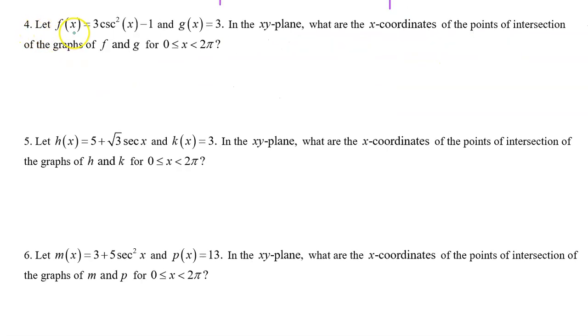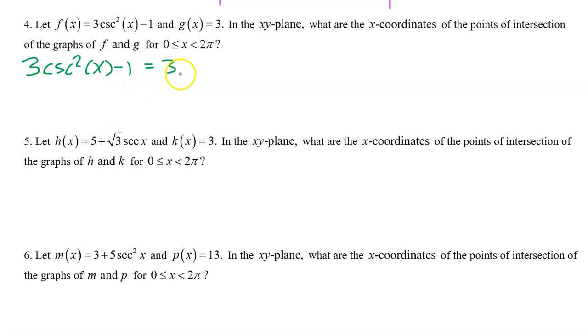Number 4. Let f of x equal 3 cosecant squared x minus 1 and g of x equals 3. In the xy plane, what are the x-coordinates of the points of intersection of the graphs of f and g between 0 and 2 pi? Let's set 3 cosecant squared x minus 1 equal to 3 and solve.